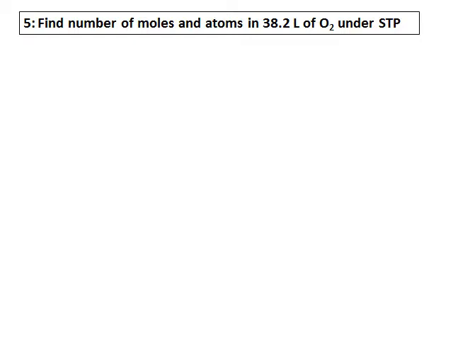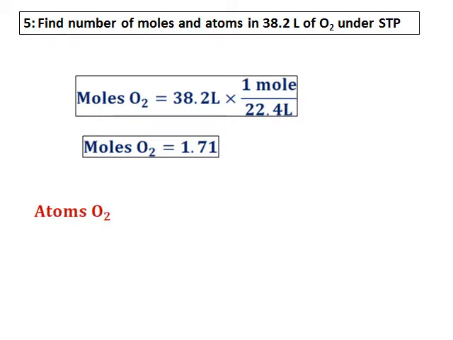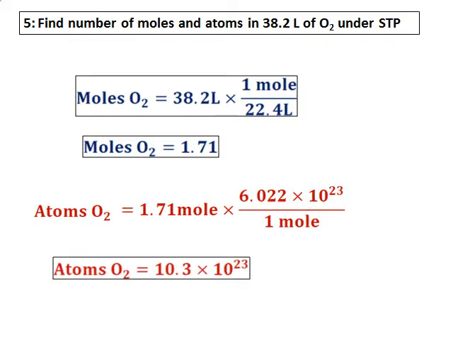Find the number of moles and atoms in 38.2 liters of oxygen at STP. So we use the fact that 1 mole at STP occupies 22.4 liters. So 38.2 divided by 22.4 liters gives me the moles of oxygen. Once I get the moles of oxygen, I can get the atoms of oxygen by multiplying by the Avogadro number. So basically you need to remember the formulas given in the beginning of the slides: what is a mole, what is the mass of a mole, what is the mass of a molecule, and the volume of a mole.